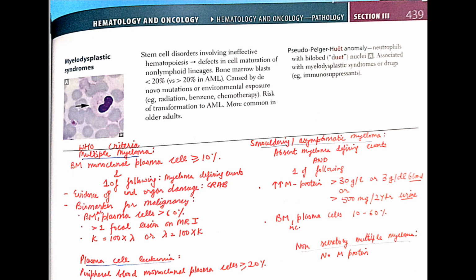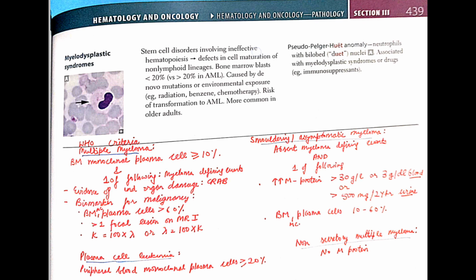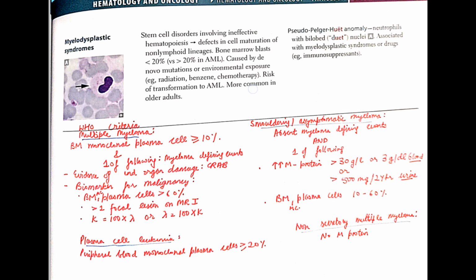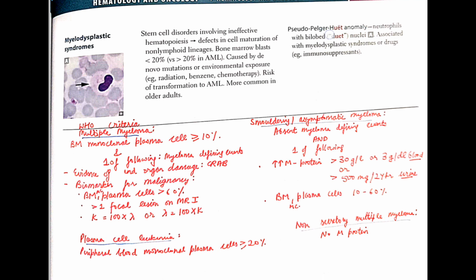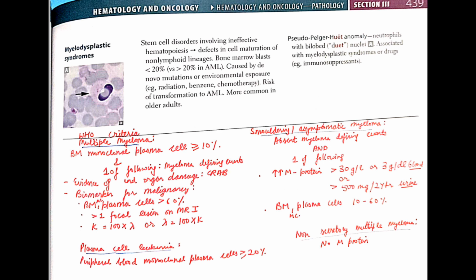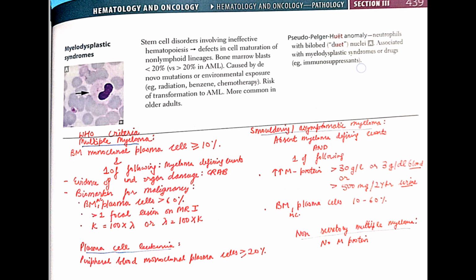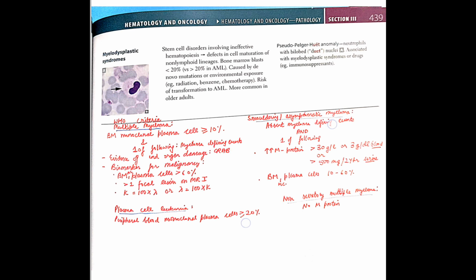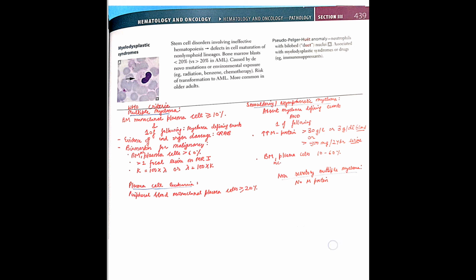Now let's see a little about myelodysplastic syndrome. Myelodysplastic syndrome is a stem cell disorder with ineffective hematopoiesis, and it may be due to radiation, benzene, chemotherapy. And the classical finding is pseudo Pelger-Huet anomaly. Here the neutrophils with bilobed nucleus will be present. This pseudo Pelger-Huet anomaly is seen in myelodysplastic syndrome and also seen with drugs, immunosuppressants. So that is all we need to remember about the plasma cell disorders.